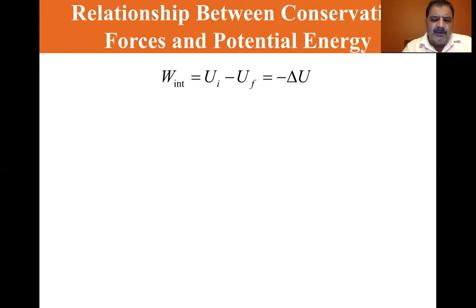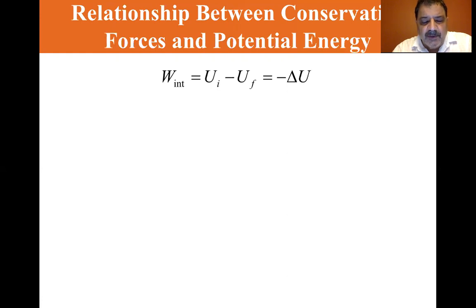In general, the internal work done by a conservative force on an object that is a member of the system, as the system changes from one configuration to another, is the initial value of the potential energy of the system minus the final value, as shown in the equation here. The internal work is equal to U initial minus U final, which equals minus delta U, the change in potential energy.